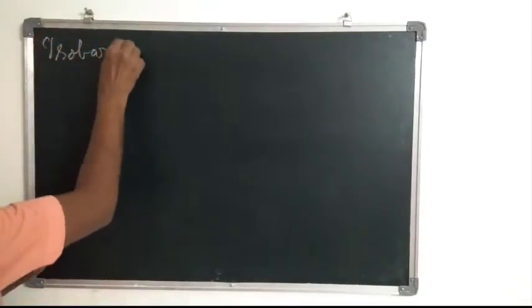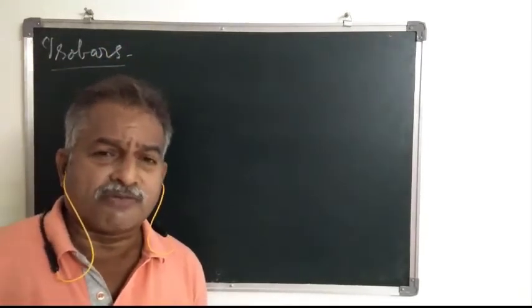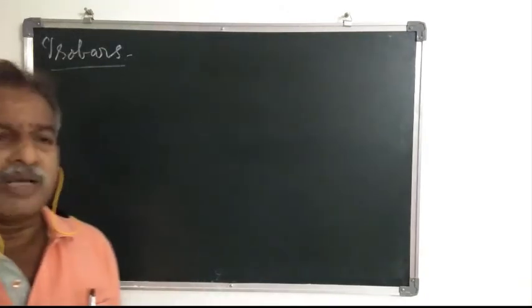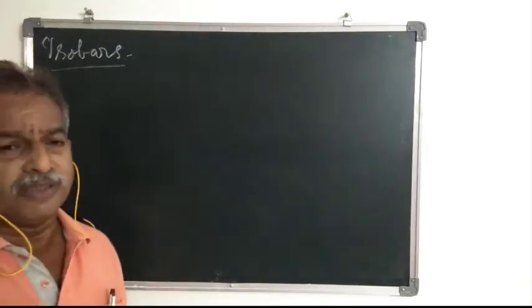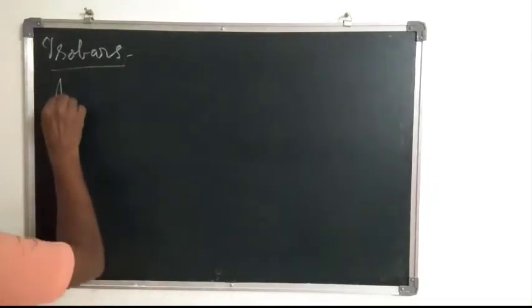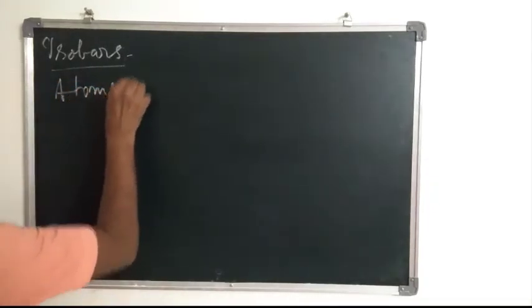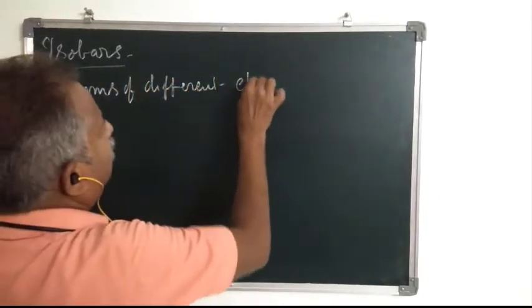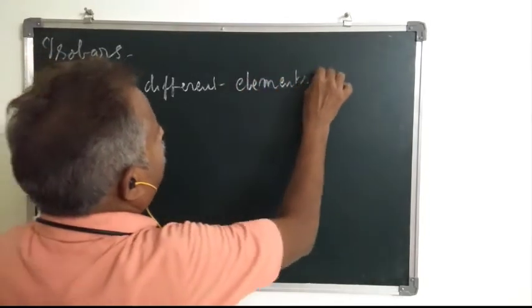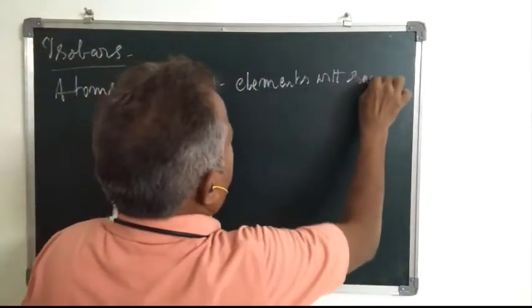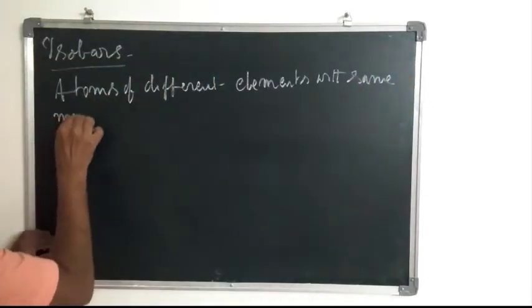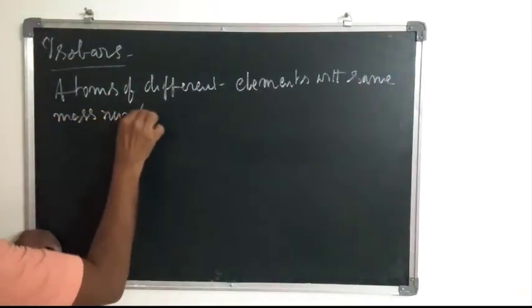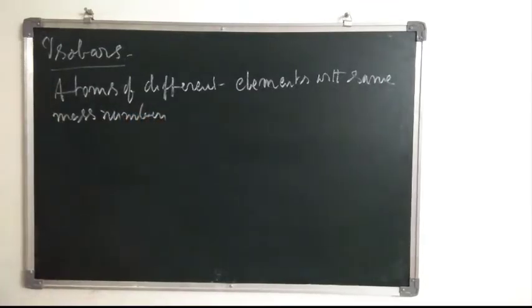Now let us discuss about isobars. Previously we discussed isotopes. Isotopes are the atoms of the same element with different mass numbers. That means isotopes belong to the same element. Now let us say isobars. Isobars means atoms of different elements with same mass numbers.